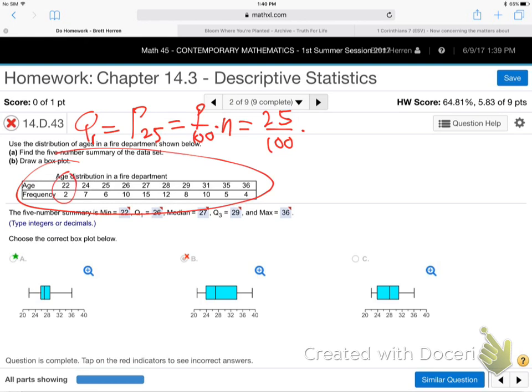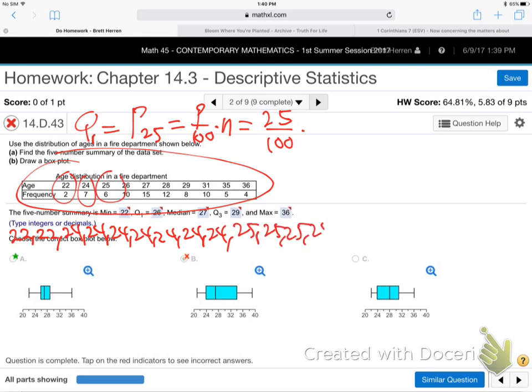It means there's 2 22s, right? And 7 24s. 3, 4, 5, 6, 7. And 6 25s. 1, 2, 3, 4, 5, 6 25s. Can I just go etc. at that point? Remember, that's what it means. So how many total numbers are there?